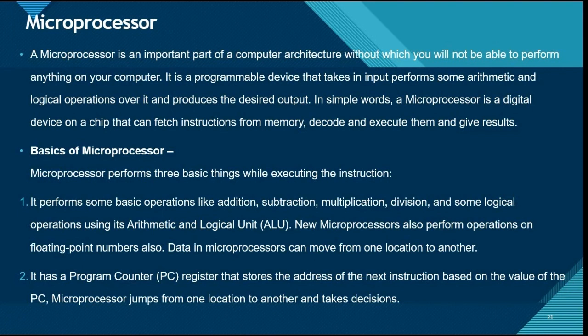Basics of the microprocessor. A microprocessor performs basic operations like addition, subtraction, multiplication in the arithmetic and logical unit, and it also includes a program counter and stack pointer, where the program counter stores the address of the next instruction and the stack pointer always points to the top of the stack. The difference between the microprocessor and microcontroller is that a microprocessor is a processor where the memory and I/O components are connected externally. A microcontroller is a controlling device wherein the memory and I/O components are present internally.